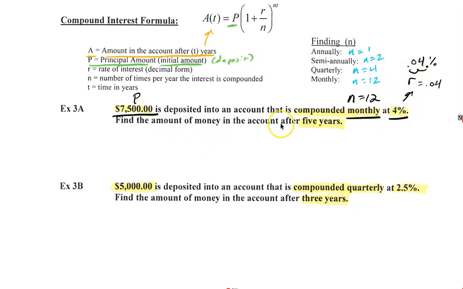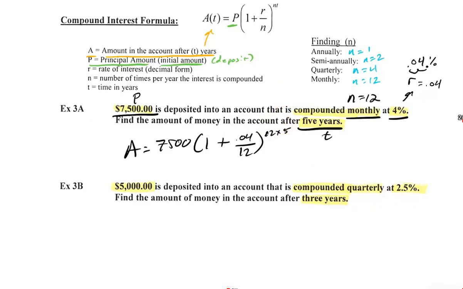Find the amount of money in the account after 5 years. So that's my T. So we're going to put the formula. A equals P, which is 7,500, parentheses 1 plus R, which is 0.04 over N, compounding 12 every month. So 12 to the power of NT. So that is going to be 12 times 5 years.